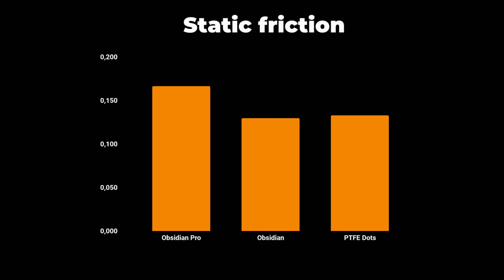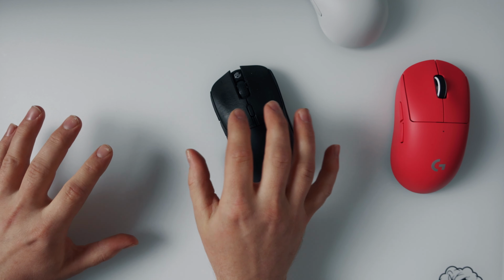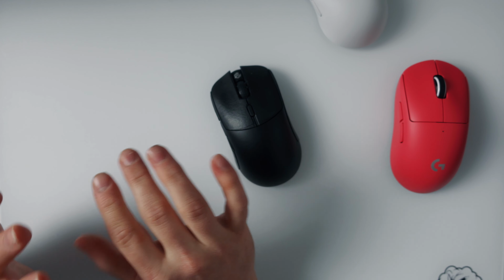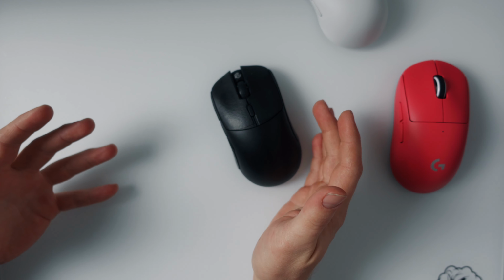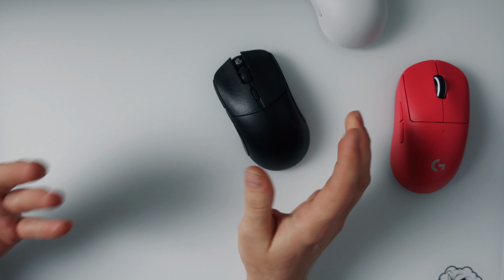But onto the results, and we can see that the Obsidian Pros are around 28% higher in static friction than the Obsidian Dots and the standard PTFE Dots. Note that the static friction was basically the same on the Obsidians and the standard PTFE, but there are like insane amounts of different PTFE skates in the market right now, so your experiences may vary. Also, the dynamic friction was around 35% higher with the Obsidian Pros, and the Obsidians and standard PTFE were basically the same in terms of dynamic friction. So in terms of speed, we can say that Obsidian Pros are 30% slower than the regular Obsidians or some standard PTFE Dot skates.